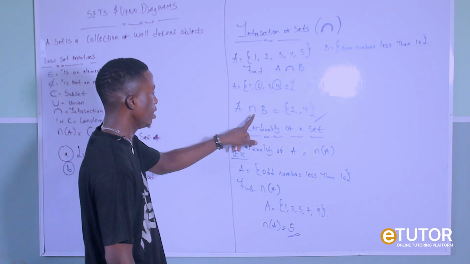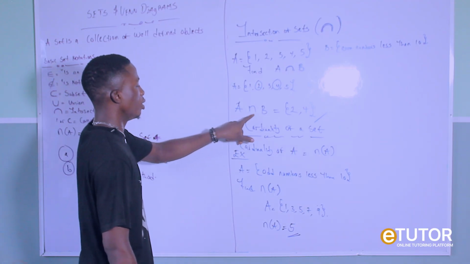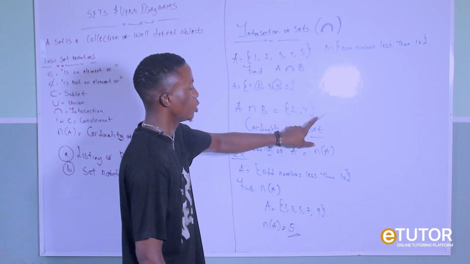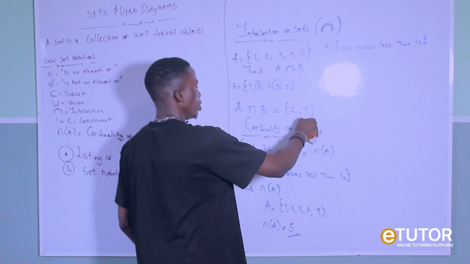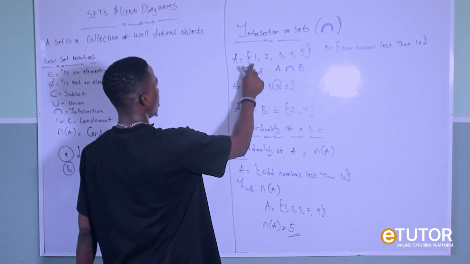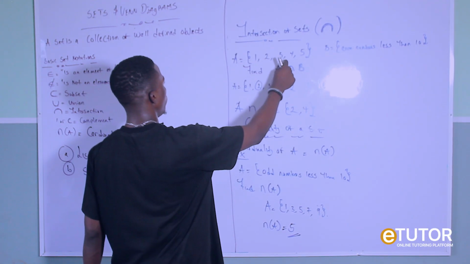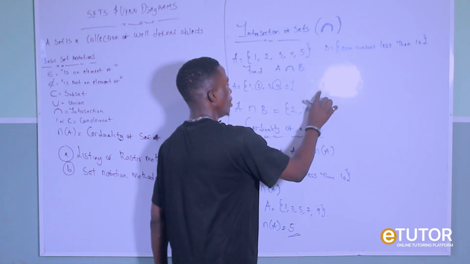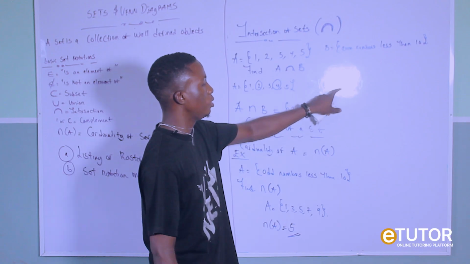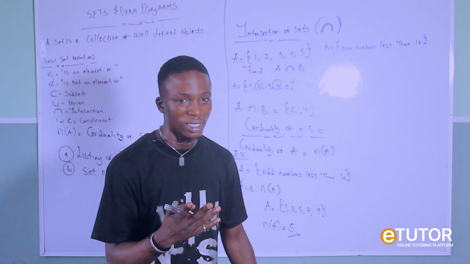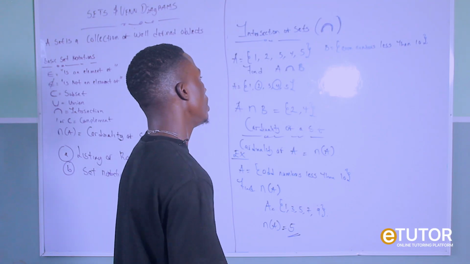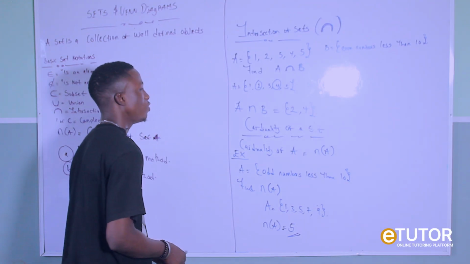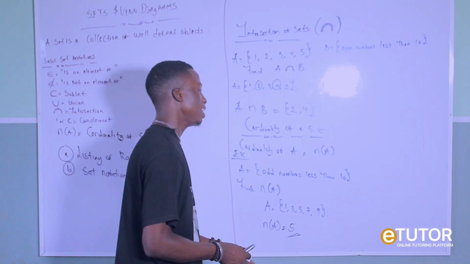So if we were to check here, cardinality of A intersection B is what? 1, 2. So we have just 2 elements there. So cardinality of that one is 2. If you also come here, the cardinality of set A is 1, 2, 3, 4, 5, because there are just 5 elements inside. Here, the cardinality of B is 1, 2, 3, 4, because there are just 4 elements inside of set B. So that is how you find the cardinality of sets.